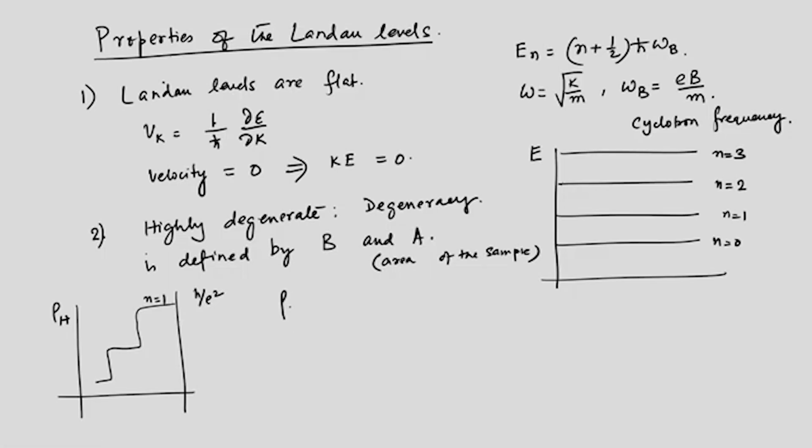So your rho xy, or rho H, which is the transverse resistivity, is h over nu e squared, where nu equals 1, 2, 3, and so on. Now this nu is related to the degeneracy in the following way: nu is equal to n0 divided by G by A, where n0 is the electronic density.